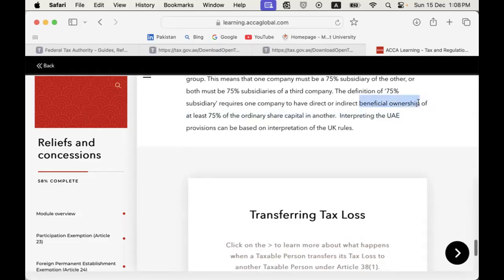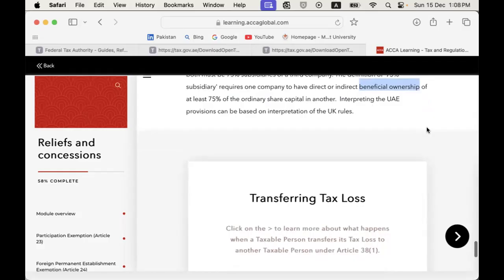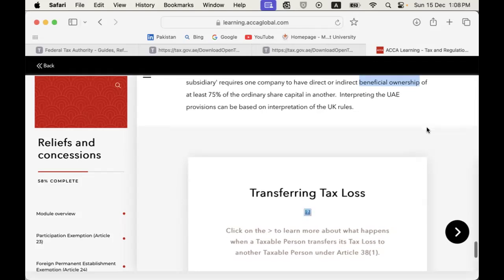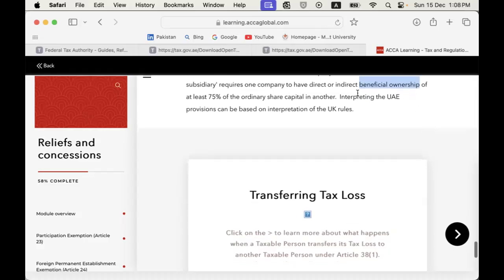The definition of 75% subsidiary requires one company to have direct or indirect beneficial ownership of at least 75% in the ordinary share capital in another. You know, the one thing that I find very intriguing in the UAE corporate tax law is the lack of the use of the words beneficial ownership or UBO. Only in a few places will you find the word beneficial recipient written. So UBO has been, I think, ignored or less utilized. Probably this is an area where a lot of action will happen in the UAE, probably in the corporate tax realm.